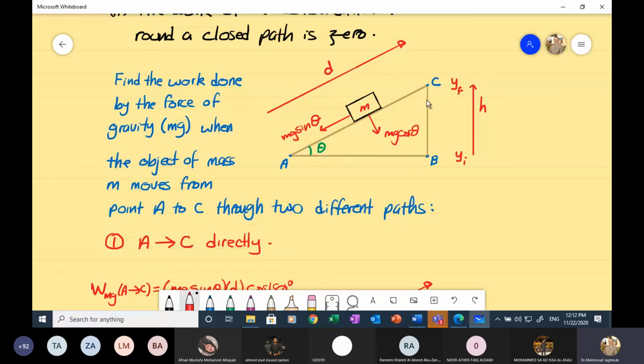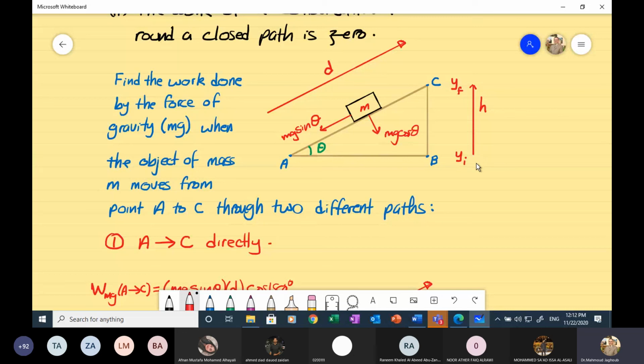A simple one. From A to B, then from B to C. Good. Now I can go from A to B and then from B to C. So how many paths do I have now? I have from A to C directly, this is my first path. And then from A to B to C, this is my second path.